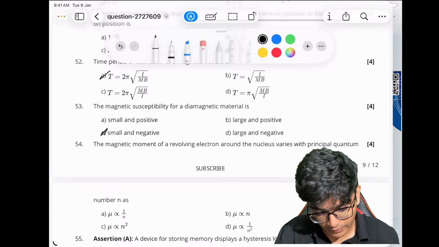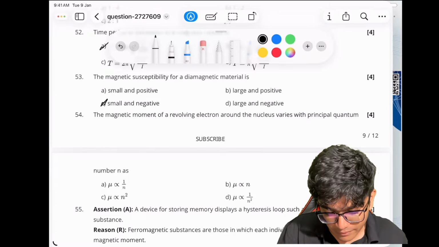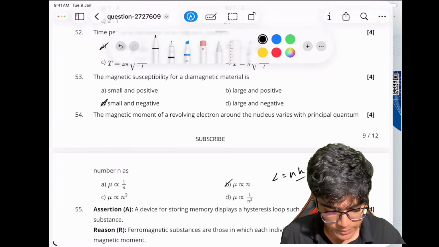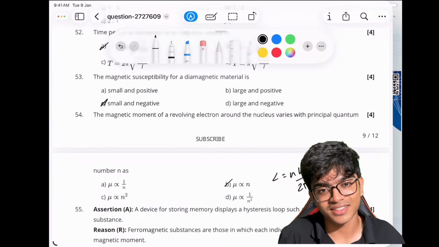Okay, magnetic moment of a revolving electron on a nucleus varies with principal quantum number of. Very easy. L is equal to nh by 2 pi. இது நம்ம எதில் பார்த்துருக்கோம்? Atomic structure, chemistry, first lesson.